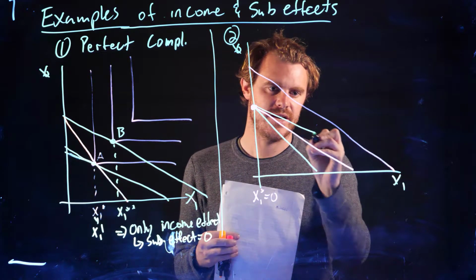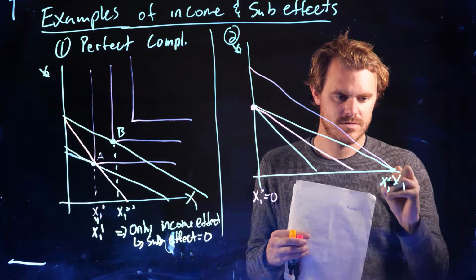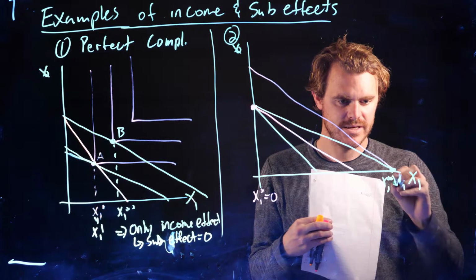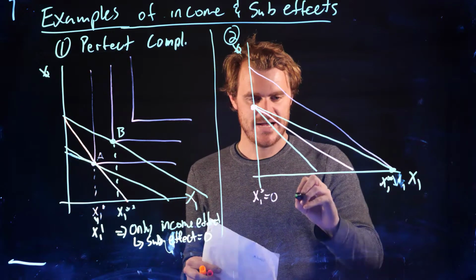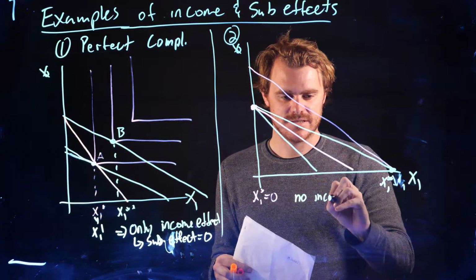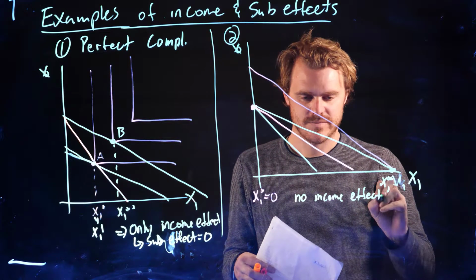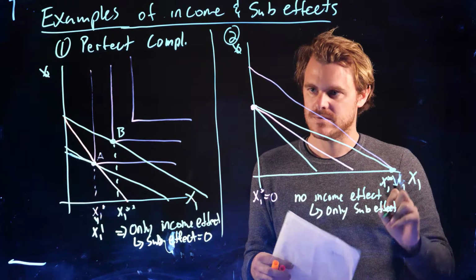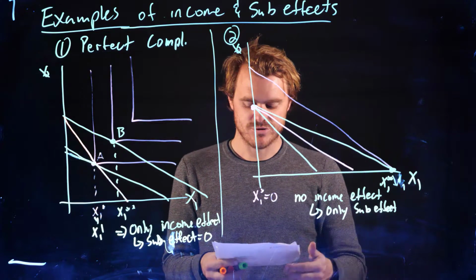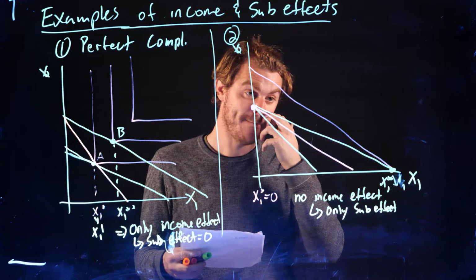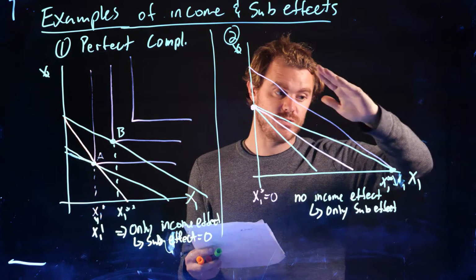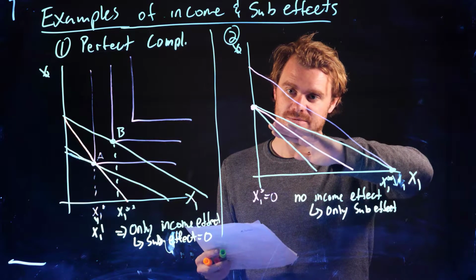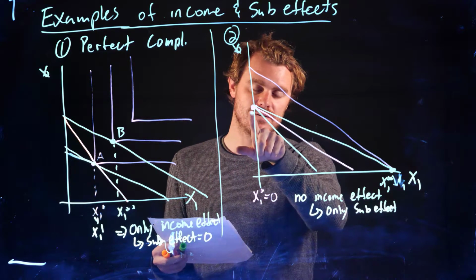So it shifts out. So this point over here, where I drew my label, is the new choice. And so now notice here there's no income effect, only the sub effect. Because if we drew another budget constraint with the same slope as this, it can only pass through at this point, right?